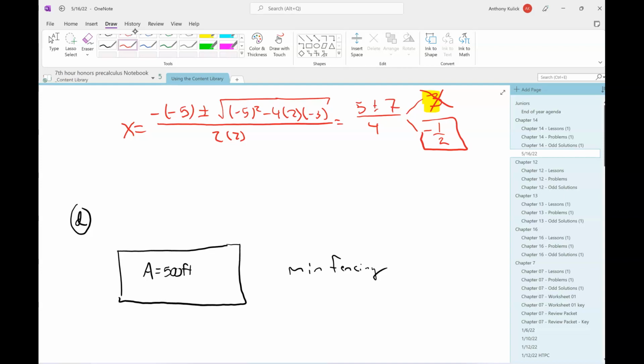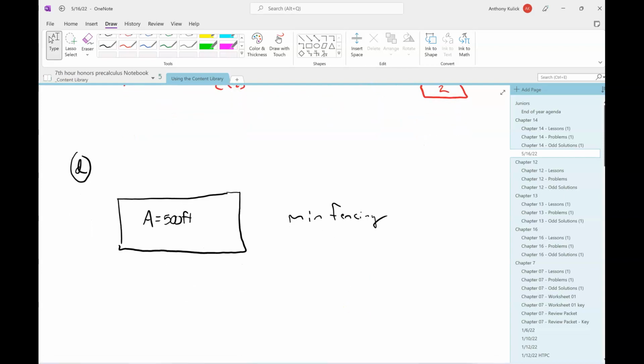What are we going to be doing here? Well, what is the fencing going to be the same as? The perimeter, right? So let's name the sides. I'll just call them L and W.